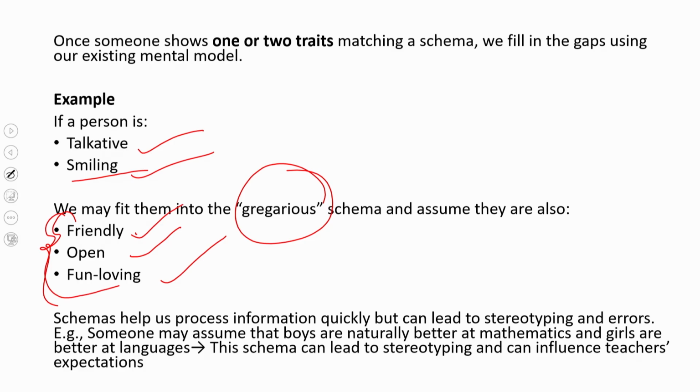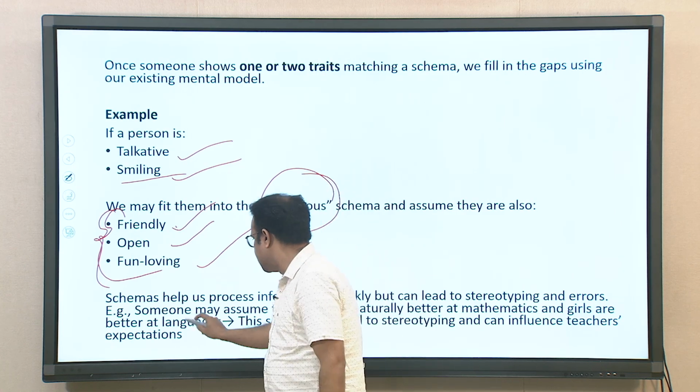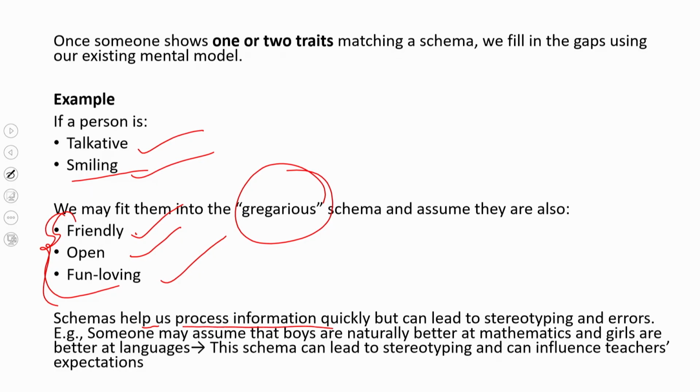So, we fill the gaps. That is influenced by schemas, because you have a schema of a person with talkativeness and smiling, that means gregarious characteristics of a person, and we assume the other characteristics will follow automatically. So, schemas help us to process information quickly, but can lead to stereotypes and errors.